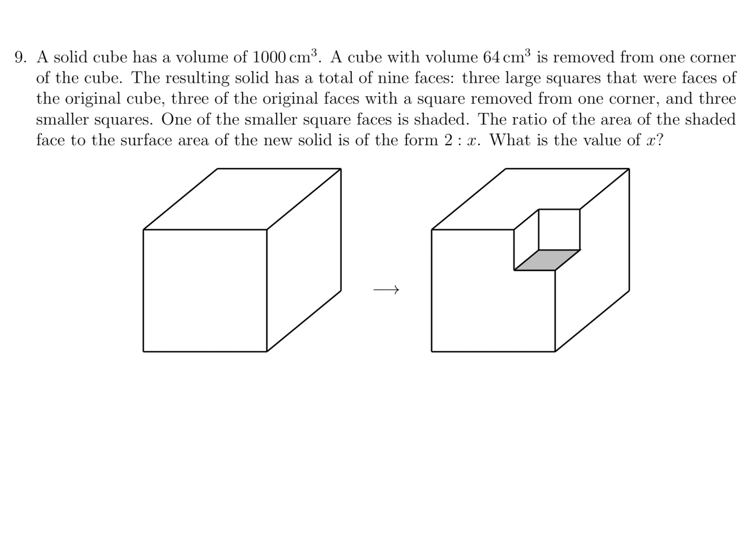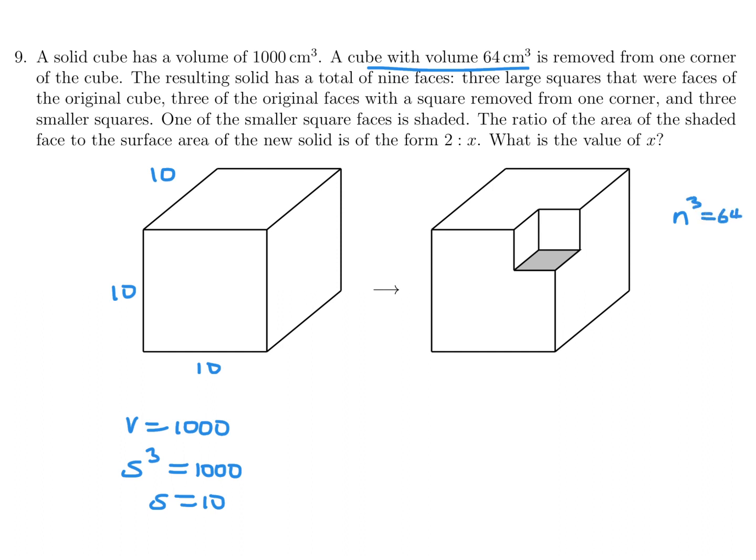The volume is 1000. Now, if the side length was s, then s to the power 3 is 1000, so s is 10. So these are all 10s here: 10, 10, 10. And then the cube that's been cut out has a volume of 64. If it has a side length of n, then n cubed would be 64, so n is 4. So this is a 4, 4, and 4 scenario.